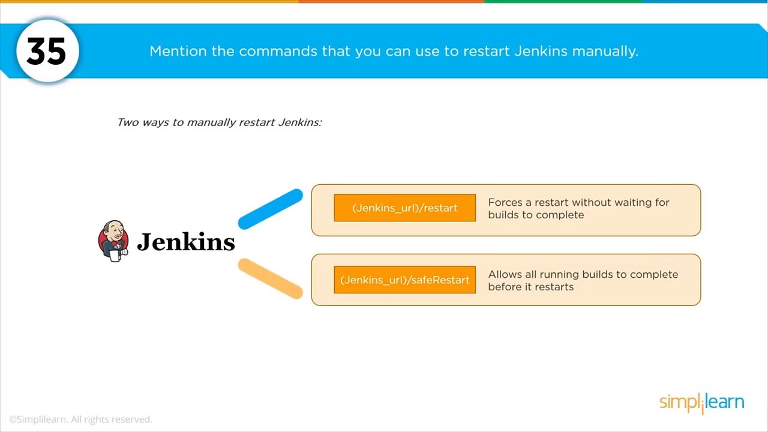Occasionally, you will also want to restart Jenkins. So it's good that when a question around how you restart Jenkins manually comes up, you have the answers. There are two ways in which you can do it. One is you can force a restart without waiting for builds to complete by using the URL for your Jenkins environment /restart. Or you can allow all running builds to complete before restart, in which case you would use the URL for your Jenkins environment /safeRestart.